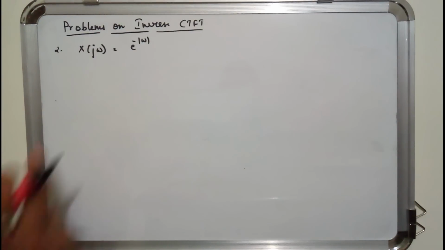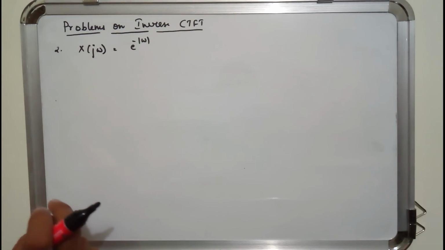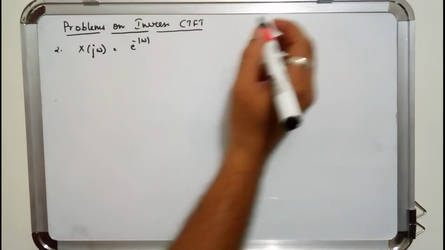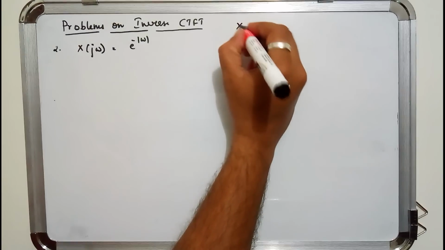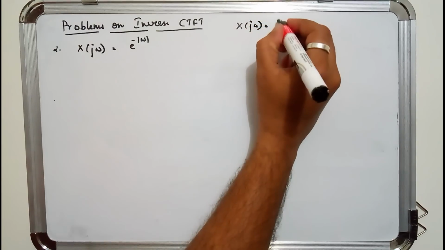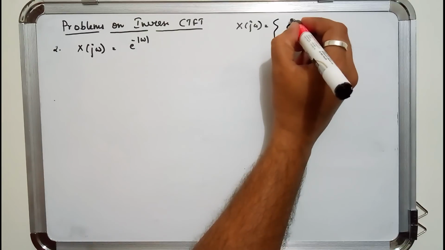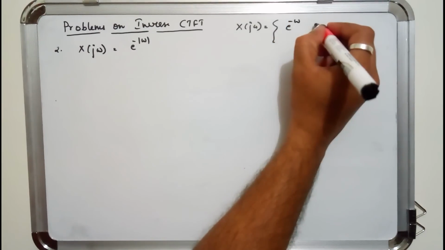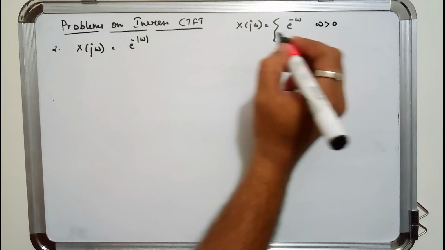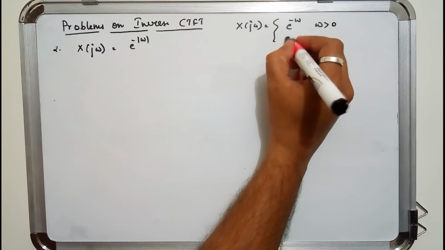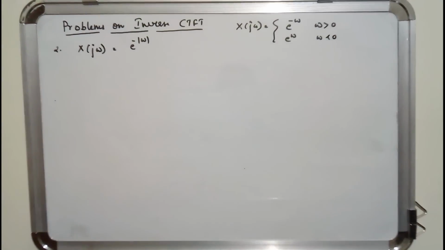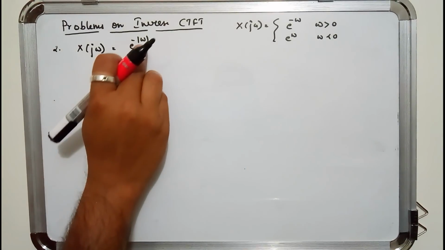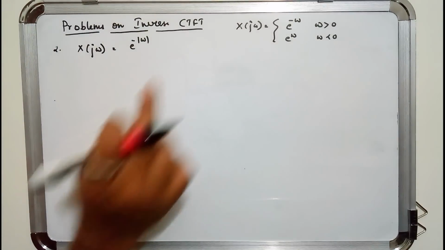Now the second problem is X(jω) = e^(-|ω|). Now we have already seen how the mod function works. So this can be written as X(jω) = e^(-ω) for ω greater than 0, and it is e^(ω) for ω less than 0, because for negative values it will be minus ω, so you will be getting e to the power positive ω.